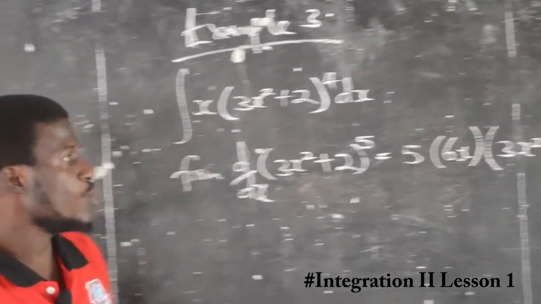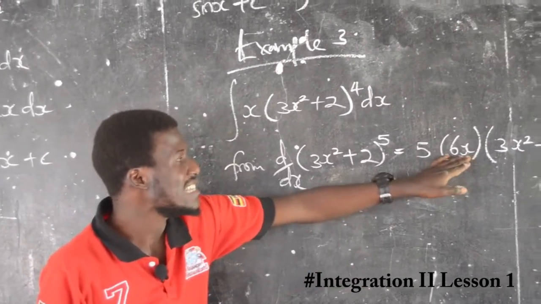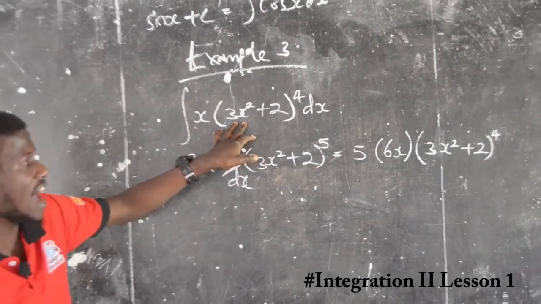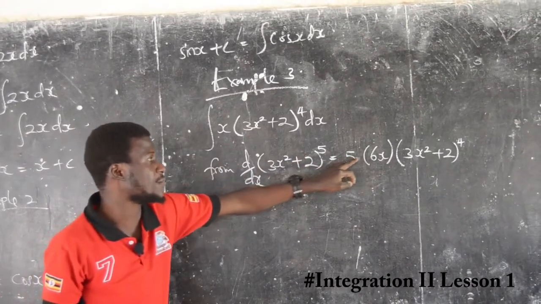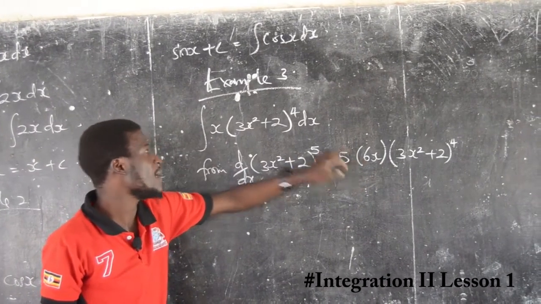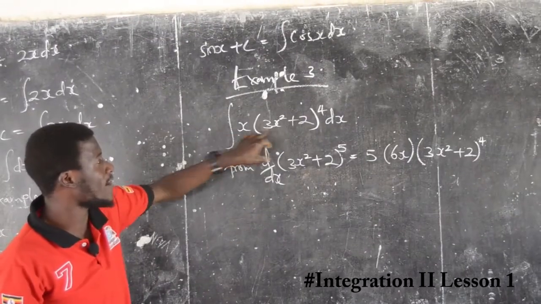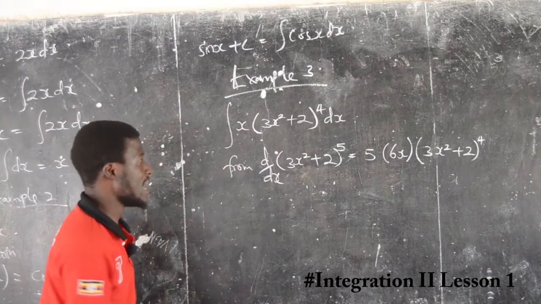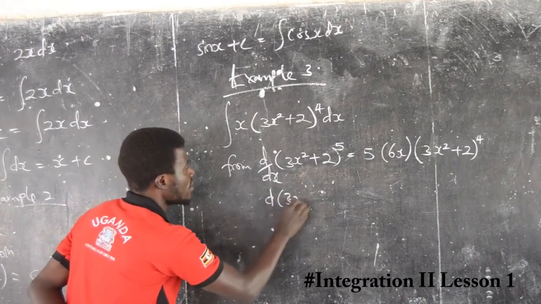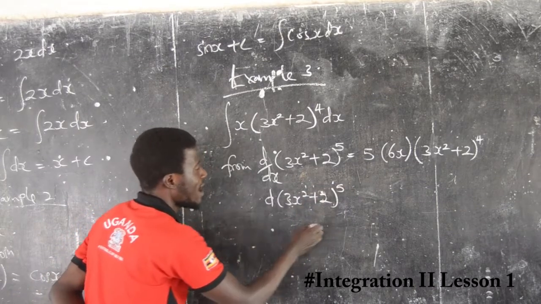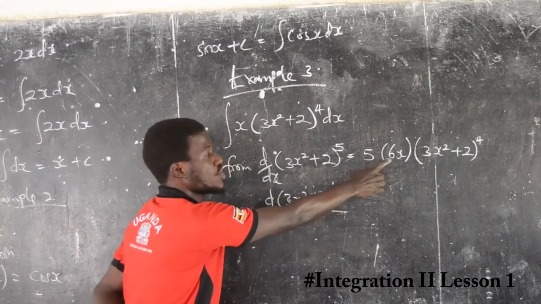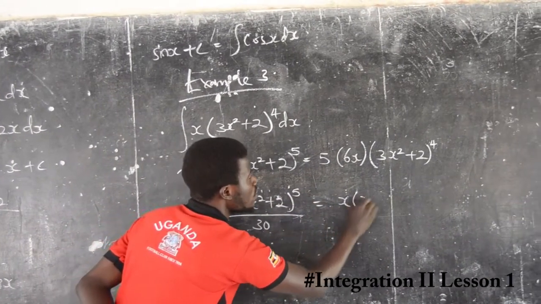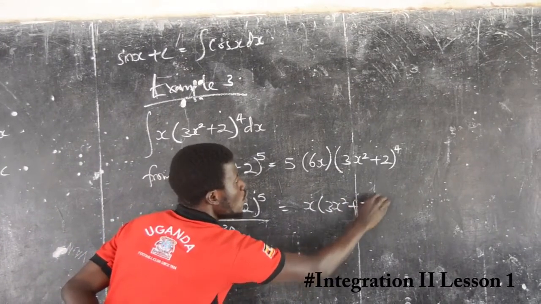So now look at what you're having on the right hand side. Does it resemble something you're having in the question? Yes. I know some of you are worried about this 5 times 6, which is going to bring us a 30, but we are just minding about this function. Once the function comes back, then you can continue with that technique. So this means we are going to have d 3x squared plus 2 power 5 divide by 5 times 6, which is the 30, is equal to x into 3x squared plus 2 power 4.